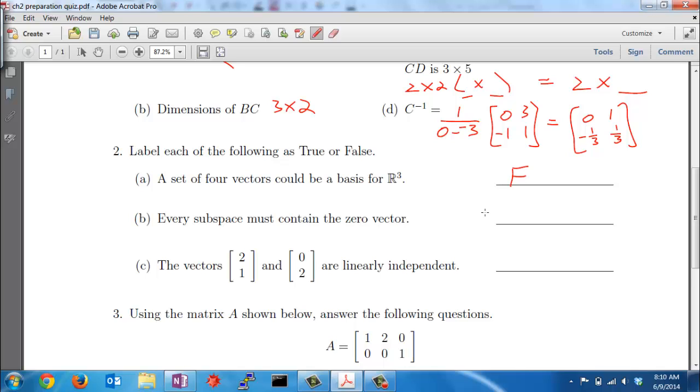B, every subspace must contain the 0 vector. That is true. That's one of the 3 things we look for when we talk about a subset being a subspace. C is these 2 vectors are linearly independent. I can tell that quickly. If I have 2 vectors, for them to be linearly dependent, they would have to be multiples. These are not multiples. This is true. They are independent.